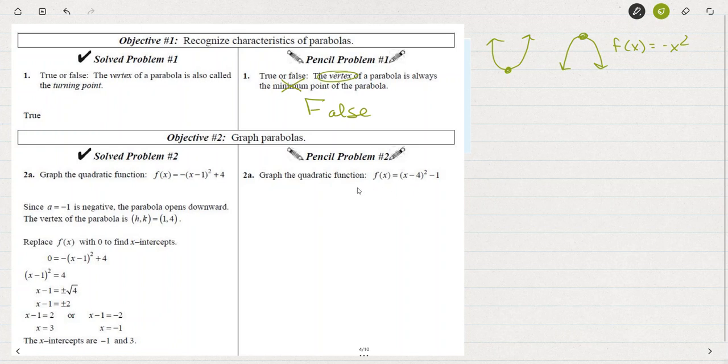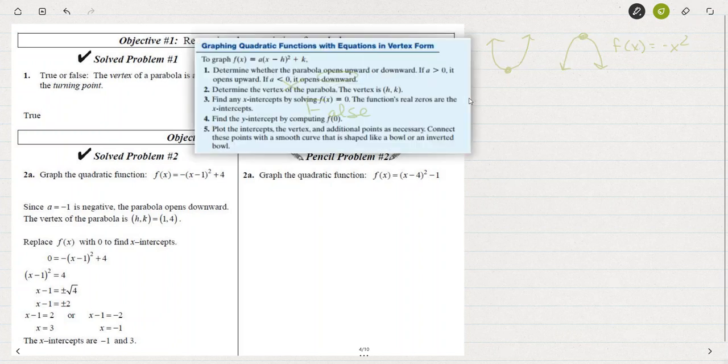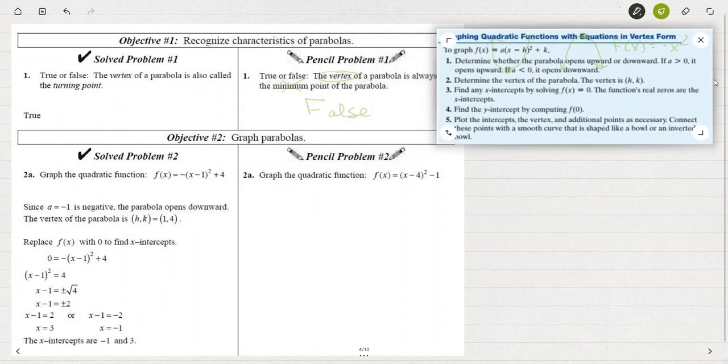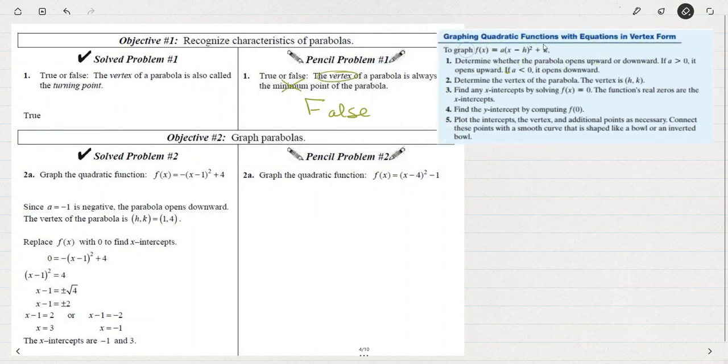Can you graph this quadratic function, f of x equals (x minus 4) squared minus 1? Sure you can. I don't think you'll have any trouble with that. Let me show you how to do that. I've got some steps here stored away underneath there. This is taken right out of your textbook. You could pause the video to jot these down. Really important steps that could help you each time you're going to do this problem.